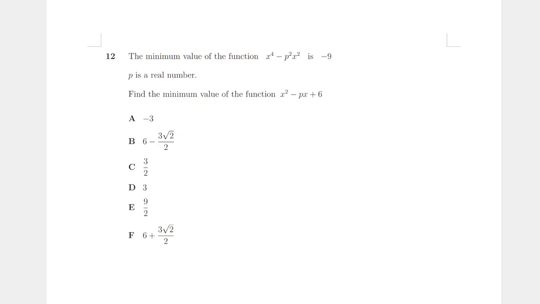Okay, so we know the minimum of that quartic up there is negative 9. So what can we do? Have a think. You see the quartic only has an x to the power 4 term and an x squared term. So basically you could treat it as a quadratic in x squared. Then we can complete the square. So let's do that.